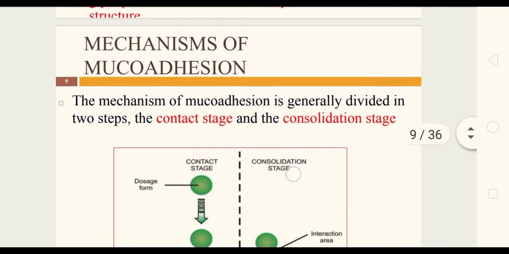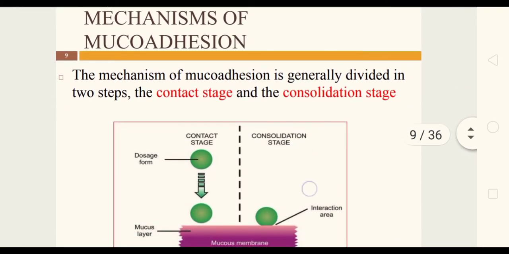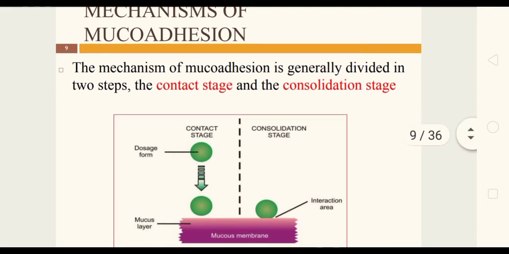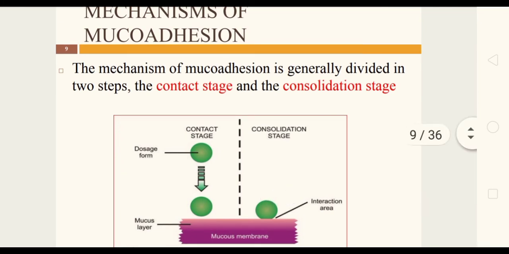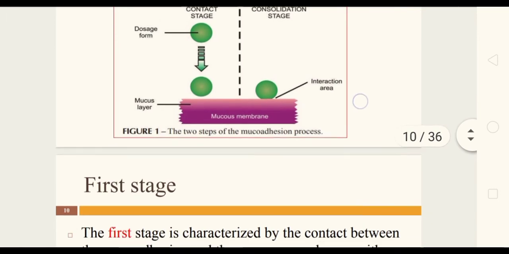Now we will see the mechanism of mucoadhesion. The mechanism of mucoadhesion involves two different stages, that is the contact stage and the consolidation stage. In the contact stage, the dosage form comes in contact with the mucous membrane. You can see in this diagram the mucous layer on which the dosage form comes and tries to bind. In the consolidation stage, there is an interaction area seen, in which drug penetration as well as different binding activities are seen.